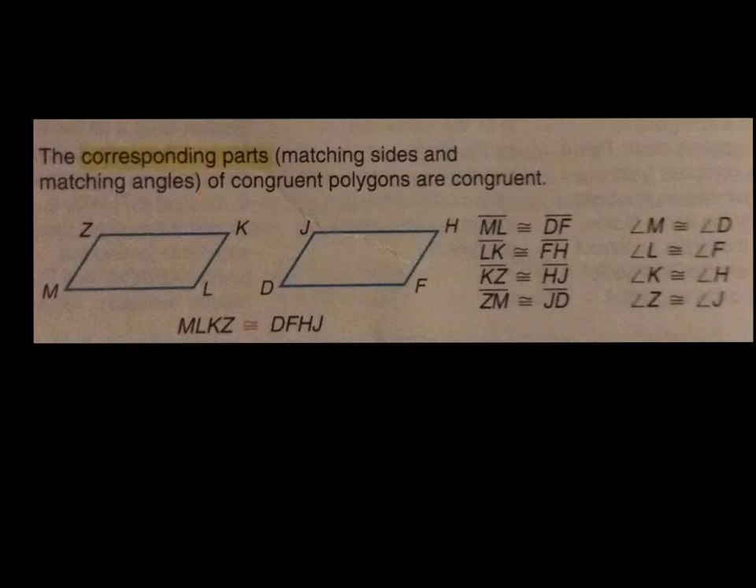then the polygons are congruent. So here we have ML is congruent to DF, LK is congruent to FK, KZ is congruent to HJ, and ZM is congruent to JD. So those sides are congruent. Then over here, all of the angles are also congruent. Each of the angles is congruent to the other one. So we have polygon MLKZ is congruent to DFHJ.